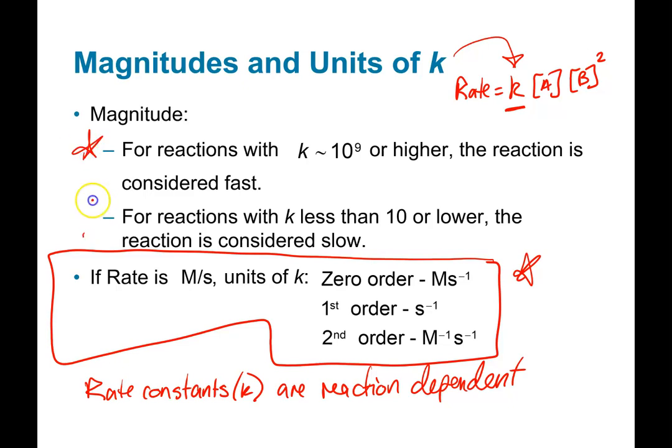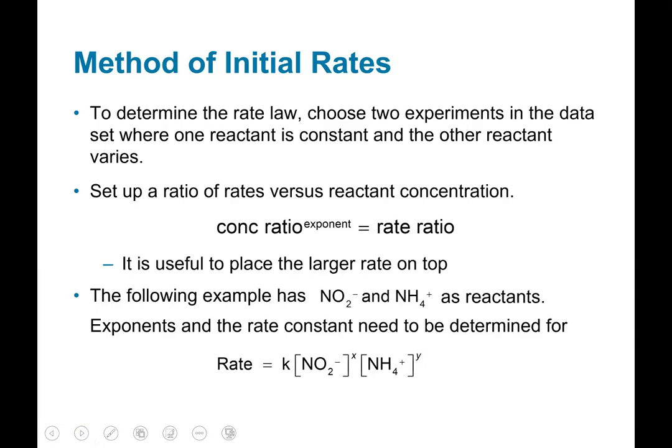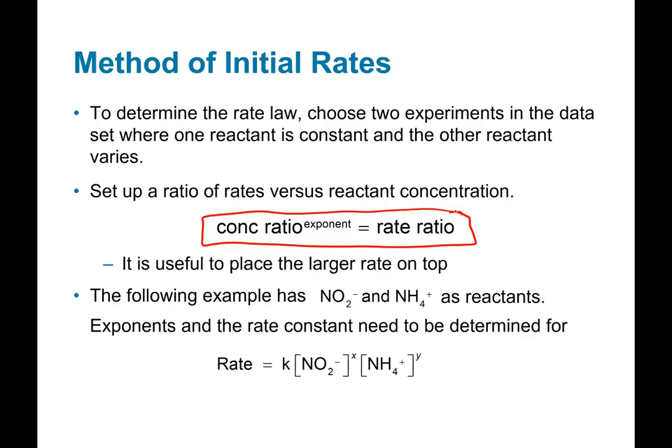But do understand that the magnitude of K does matter. So if we have really, really big numbers, we say that high reaction rate constants equal fast reactions. Small reaction rate constants then are considered common for slower reactions. Okay, so our first method is to use initial rates of reactions to determine rate laws. You'll see this weirdly described equation.